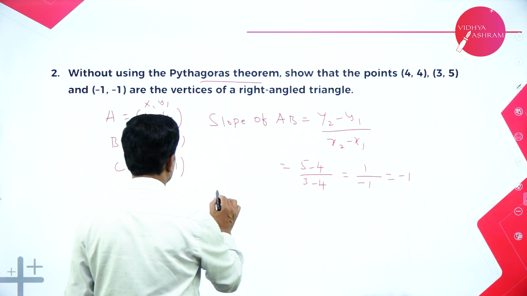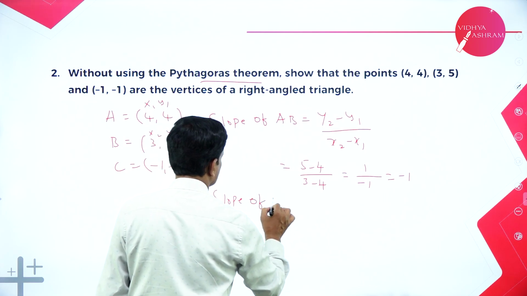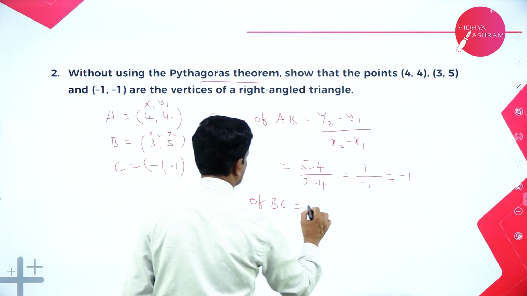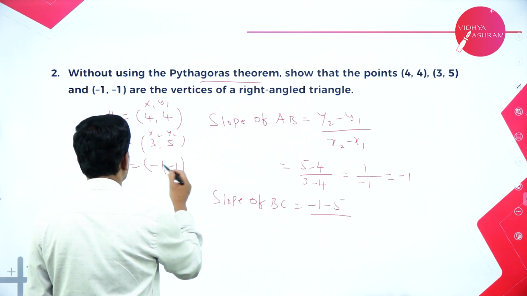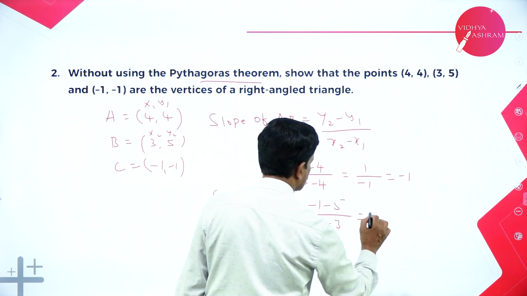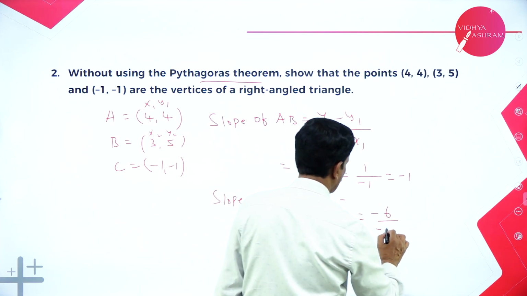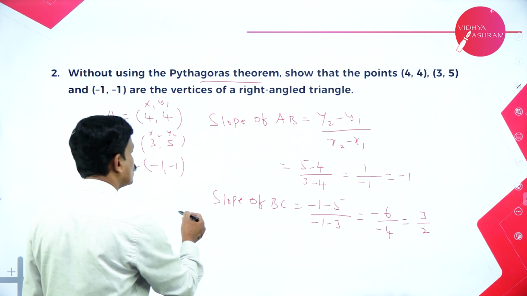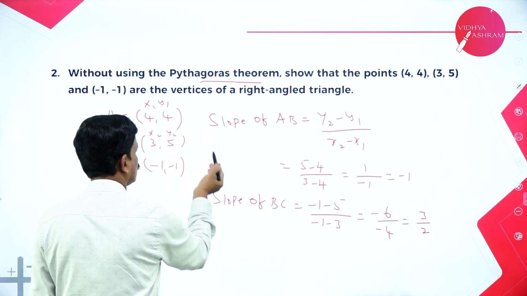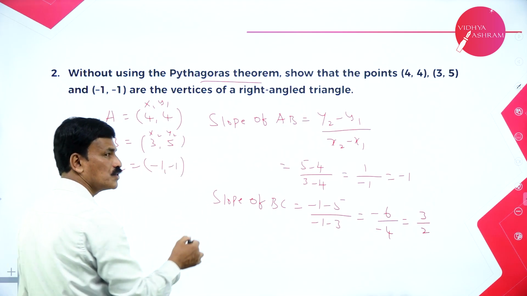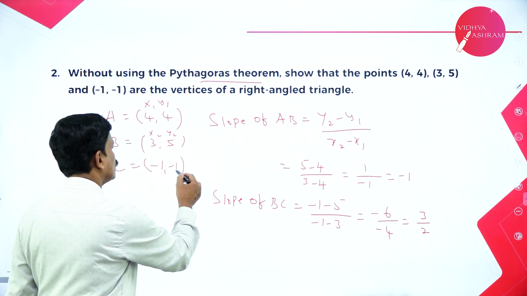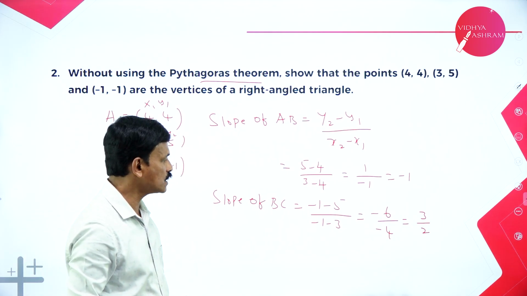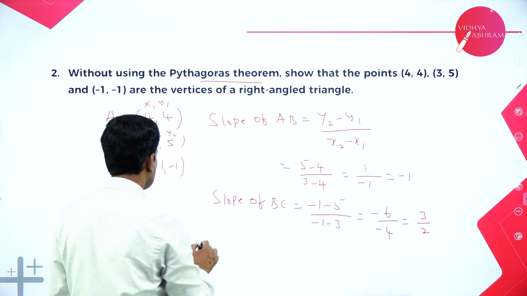Slope of AB. Find out the slope of BC. So this is x1, y1, x2, y2. Minus 1 minus 5 divided by minus 1 minus 3. So minus 6 divided by minus 4. That's equal to 3 by 2. See here, that is y2 minus y1, minus 1 minus 5 divided by minus 1 minus 3, minus 6 divided by minus 4. Minus and minus get cancelled, 3 by 2. Similarly, slope of CA.